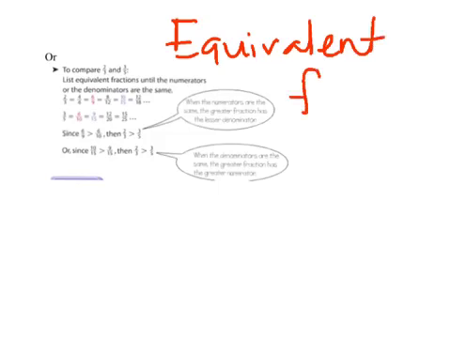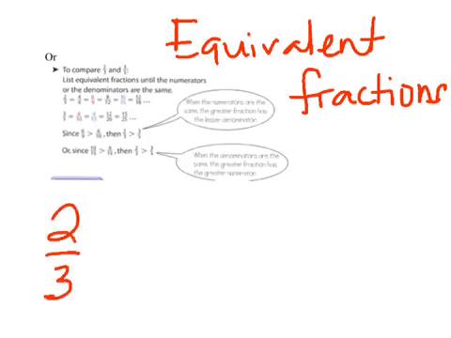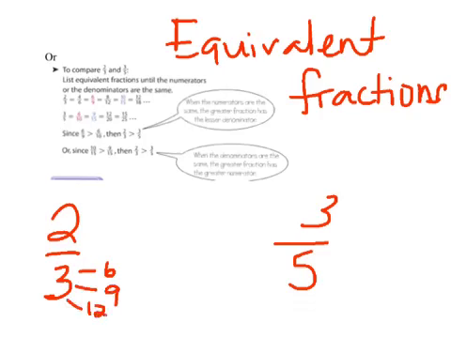The other way that we can compare is we can create equivalent fractions. Now, in order to create equivalent fractions, we want to make it so that the bottom number or the denominator is the same. So, for example, here I am comparing 2/3 and 3/5. What could I do to make those both the same bottom number? Well, 3 times 2 would be 6, 3 times 3 would be 9, 3 times 4 would be 12, 3 times 5 would be 15.